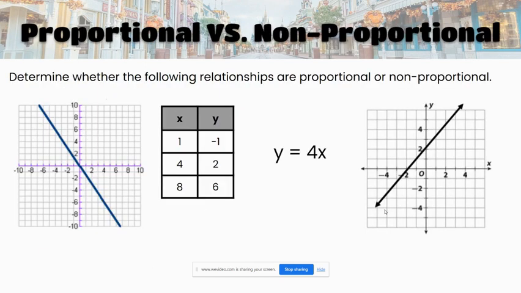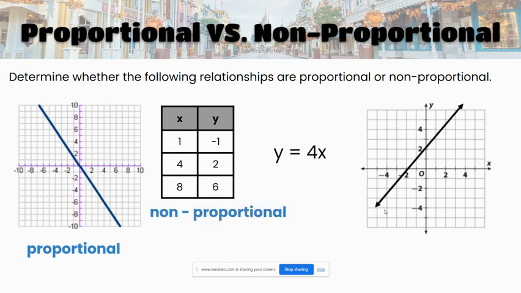So we're going to decide whether these are proportional or non-proportional based on looking at the graph and the table here. So here I can see that this graph goes through the origin, so it is proportional. The second it goes through the origin, it's proportional. For this one, we're going to divide our y values by our x values. Well, we have negative 1 divided by 1, that's negative 1. 2 divided by 4 is 1/2, and 6 divided by 8 is 3/4. So that is not the same number when we divide them, so it is not a proportional relationship.